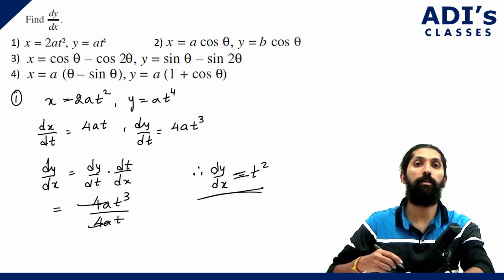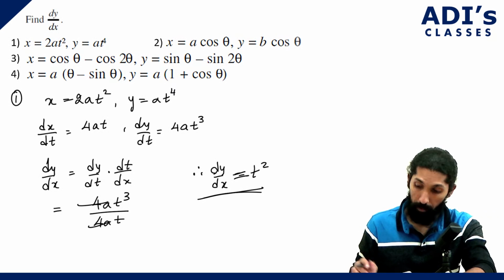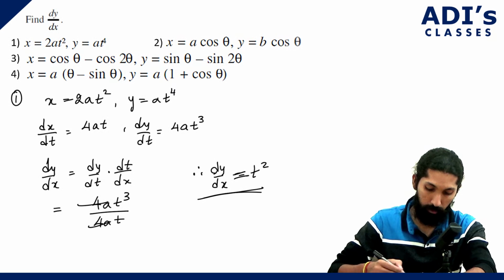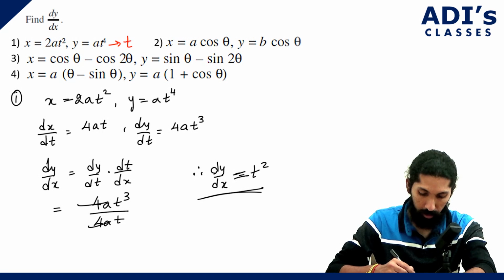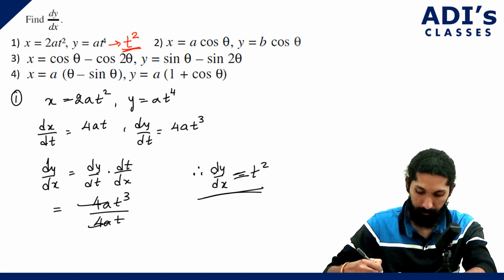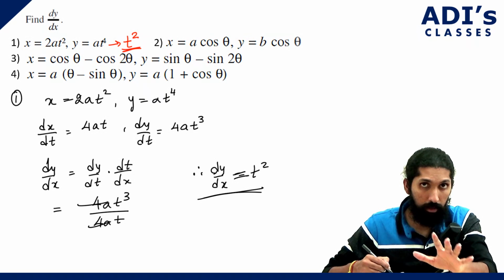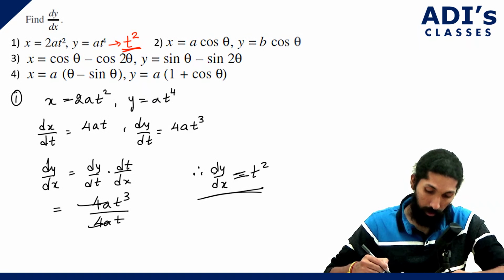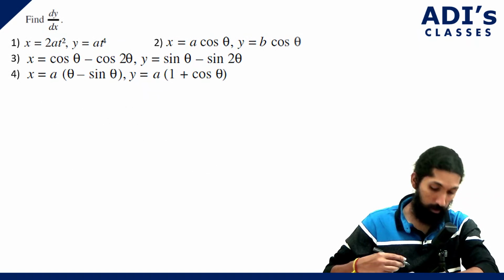dy by dx is equal to t square. So the answer for the first one is going to be just t square. I hope this is clear for everyone, right? Now let's do the second one. See the second one?